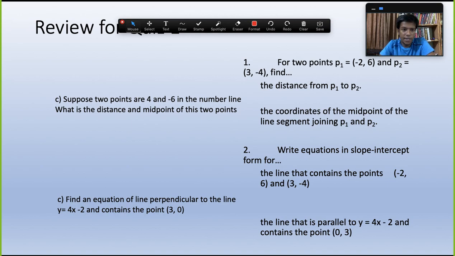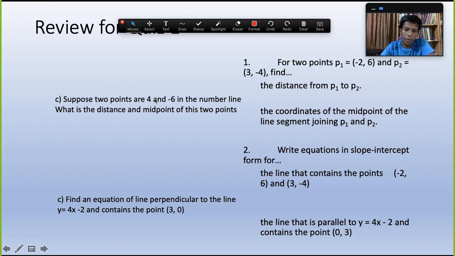Alright, so let's start the review. First question is this type. 2 points are given. Find out the distance between these 2 points. That means you will have to use the distance formula. And then between these 2 points, what is the midpoint? So you will have to use the midpoint formula. Okay, midpoint formula and distance formula.